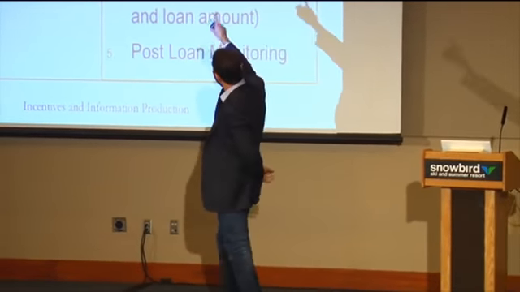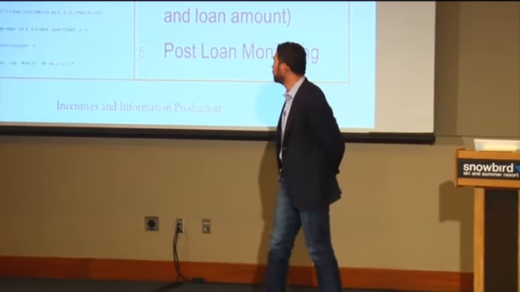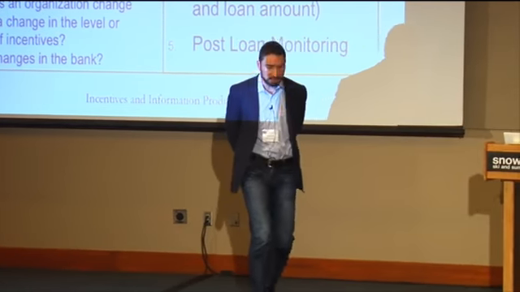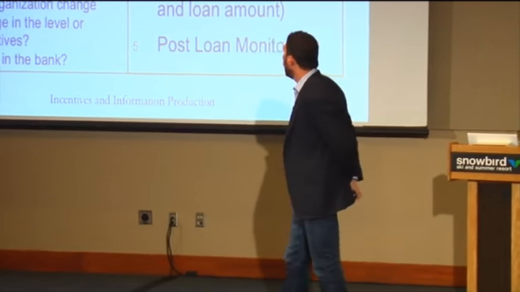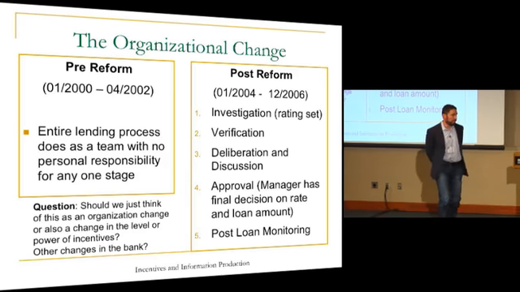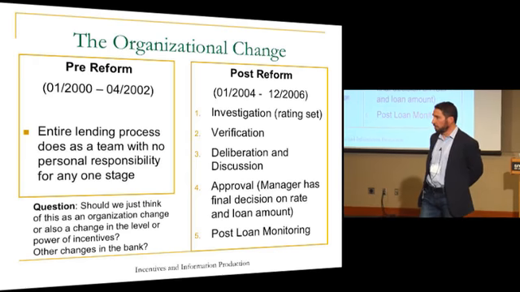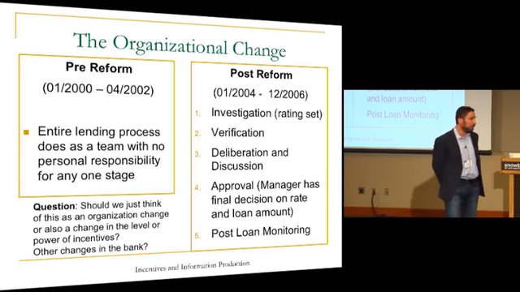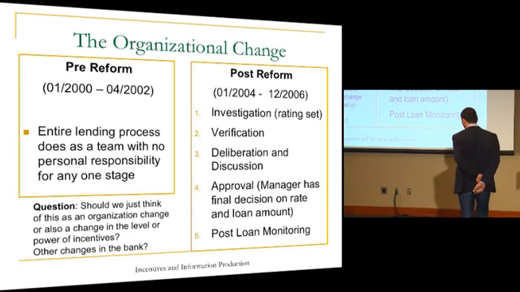Does that change the communication process, and do we see ratings become more informative as a result? Okay, just a few initial questions which I don't think are going to take us very far. First, I wonder, should we think of this as purely an organizational change, or also a change in the power of incentives? Was it the case that the team bore responsibility for incorrect ratings before, and now we've simply delegated, or have we now incentivized someone in the bank to give accurate ratings?